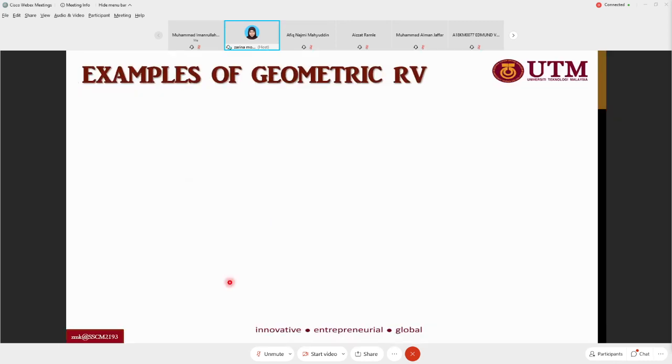Examples of geometric variables. If you can recall just now in our activity in Padlet, you can see a number of examples where your friends put "until the first success" or "until the first failure." So those are actually geometric. It's still under the same family as negative binomial. We call that a special negative binomial case where r equals 1.